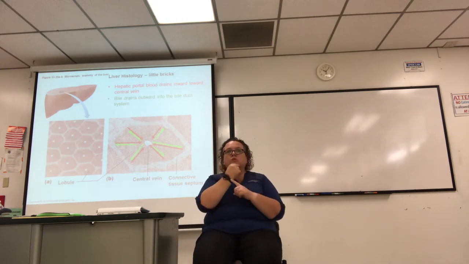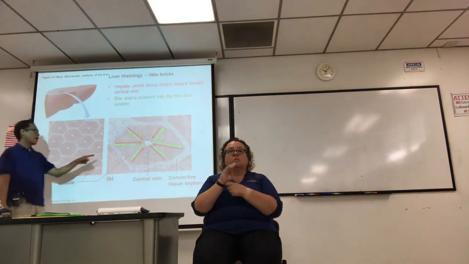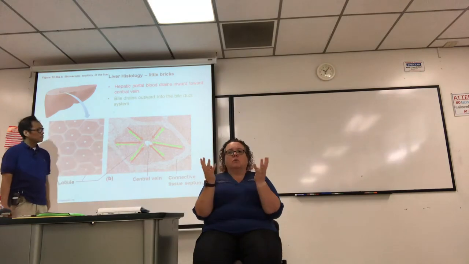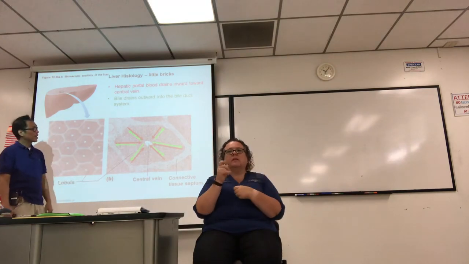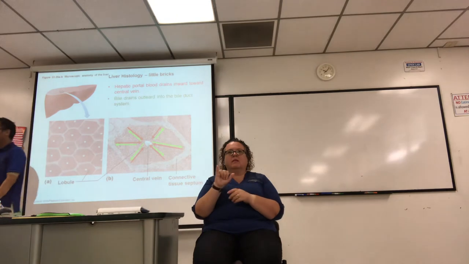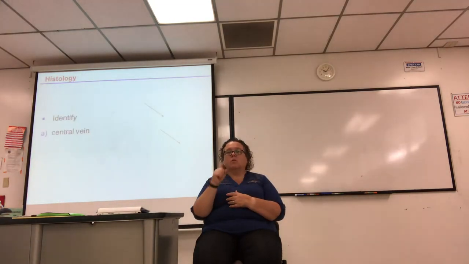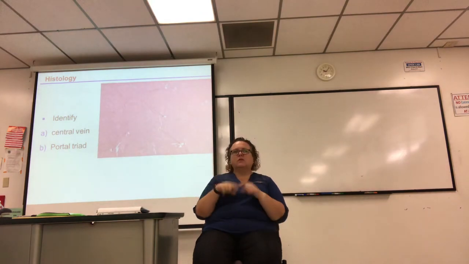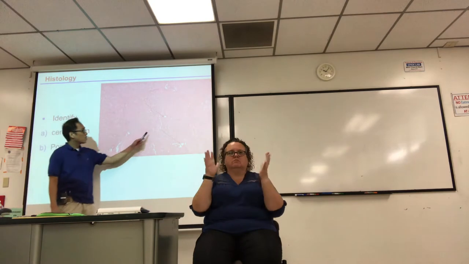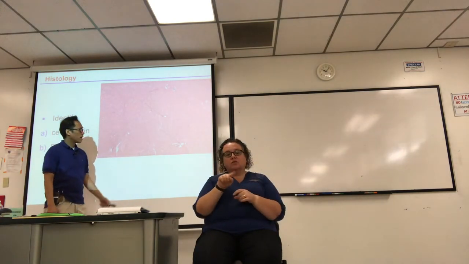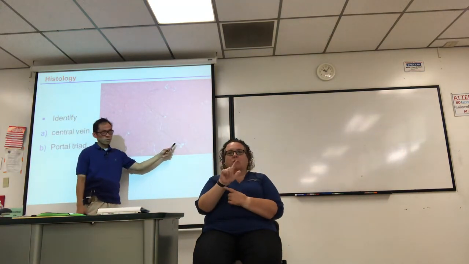They also produce bile. Bile travels the other way towards the corners, and there's a biliary system within the liver to drain it, to get it out through the bile duct. When you look at it under the microscope, it's basically what you see there. You can't see too much detail. I just point to the two areas. The little circle in the middle, that's the central vein.